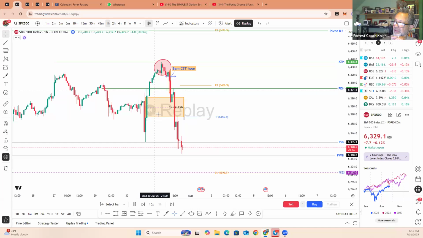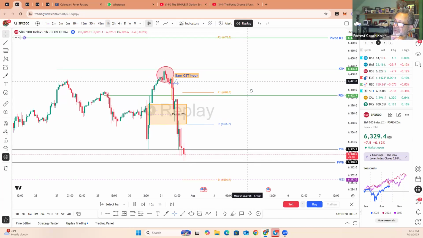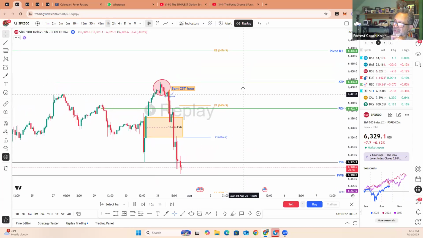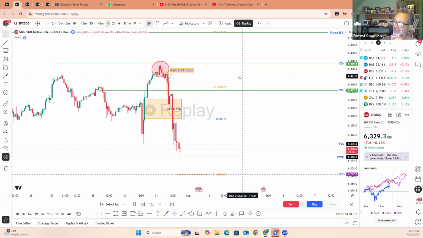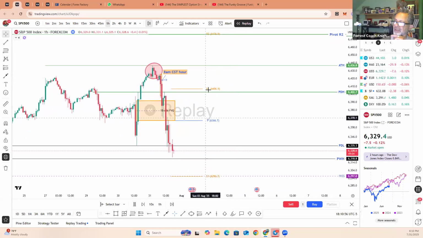I've got a fair value gap right here. I've got a fair value gap right here. Price is going to come down in this direction. So hopefully that helps you guys with what to do at an all-time high. So said that to say this. What's the difference in an all-time high and a previous daily high when doing what I just said?